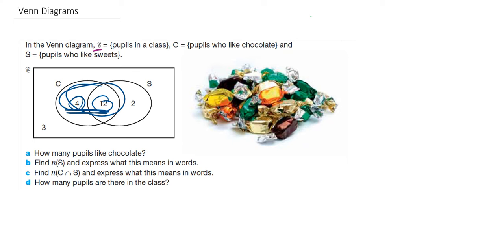Okay, find the number of S and express what this means in words. The number of S is 12 plus 2, which is 14. So 14 people like sweets. We express that in words: 12 other people like chocolates and sweets both, and 2 other people like only sweets. So that will be your description in words.